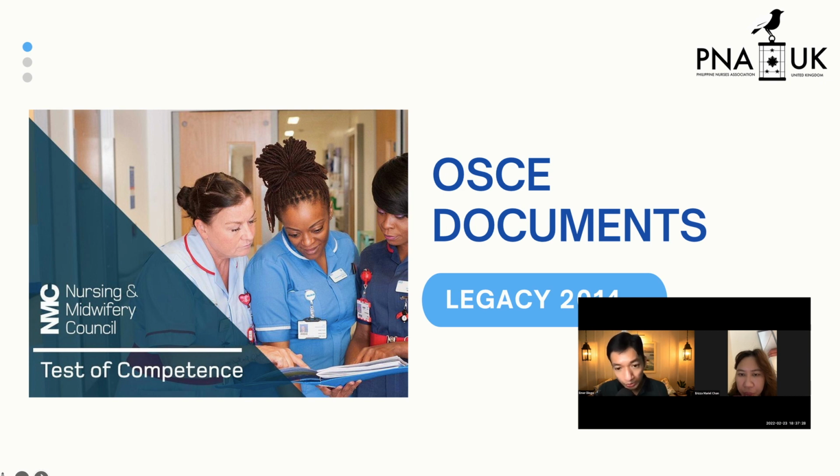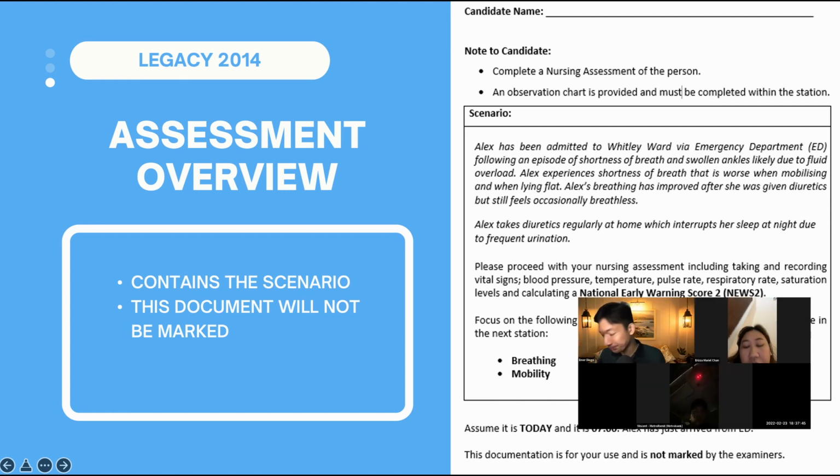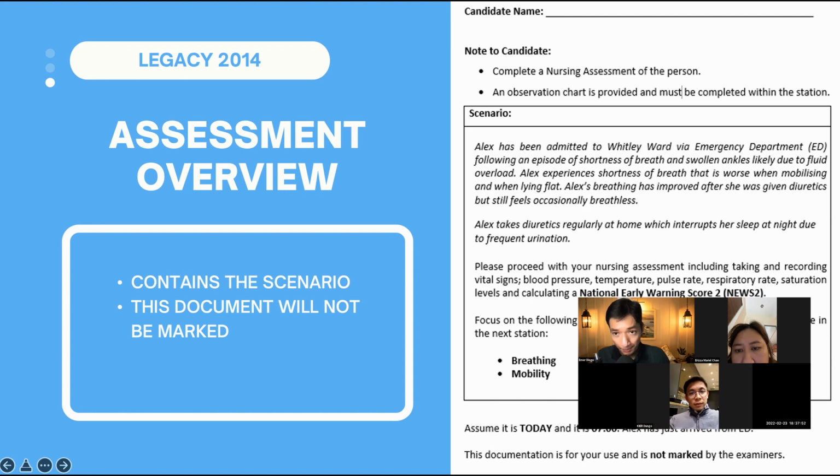We will start with the old OSCE, or the Legacy 2014. This is the first document that you will be seeing on your OSCE: the assessment overview. This assessment overview contains the scenario, and this document will not be marked. Let me read you an example of a scenario. The instruction is to complete a nursing assessment of the person. An observation chart is provided and must be completed within the station. This scenario is about heart failure.